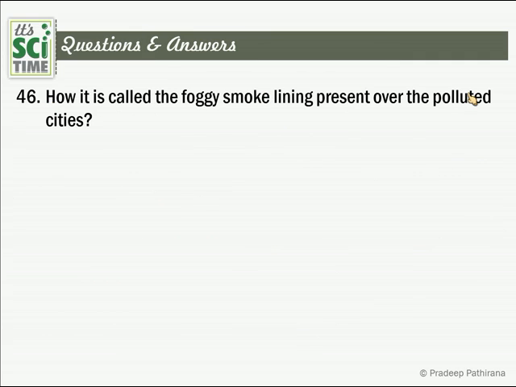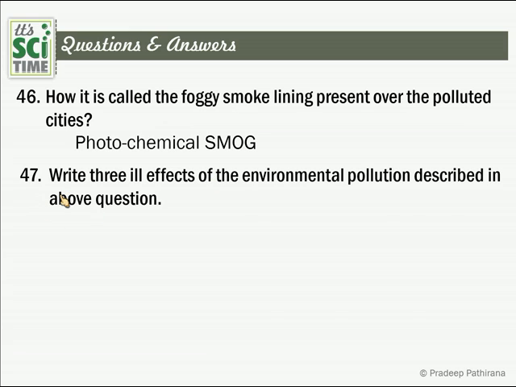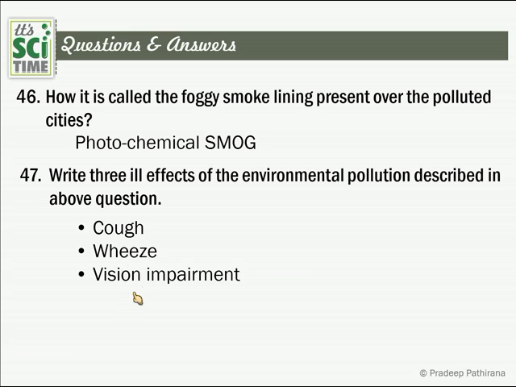What is the foggy smoke lingering over polluted cities called? Photochemical smog. And write 3 ill effects of the environmental pollution described in the above question. Ill effects are cough, wheeze, and vision impairment. Also, because it looks like a kind of fog or mist, the clearness of the air will be reduced, and it fades clothes. Not only clothes, other surfaces and painted buildings will also fade out with this.